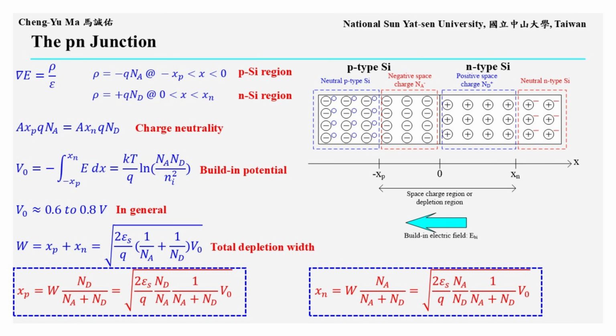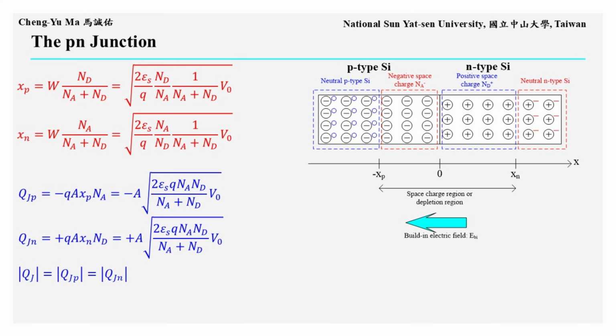For the n-type semiconductor, xn equals the total depletion width W multiplied by Na over Na plus Nd. It can also be written as the square root of 2 epsilon divided by Q multiplied by Na over Nd, multiplied by 1 over Na plus Nd, and multiplied by V0. From these equations, we can see that when the semiconductor doping concentration is higher, the depletion width becomes narrower.